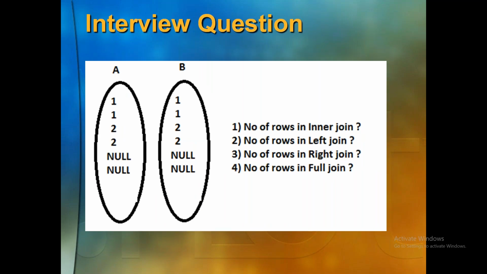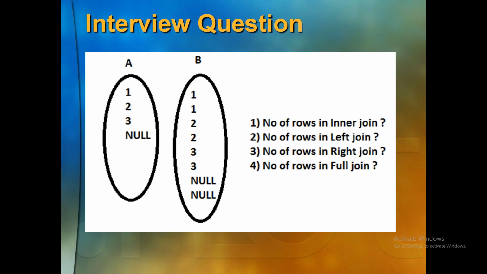And let me give you one more question. I have 1, 1, 2, 2, null, null in one table, and 1, 1, 2, 2, null, null in the other. So the number of rows in inner join, left join, right join, and full join. So you tell me tomorrow these two questions. Okay. So you send me your answers by tomorrow.